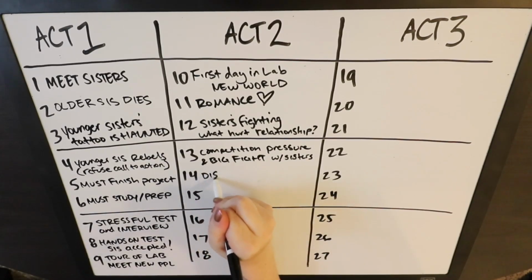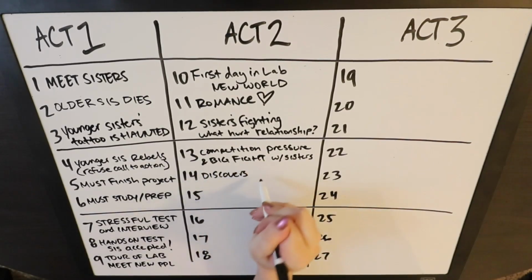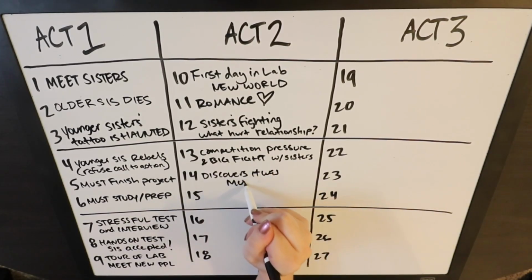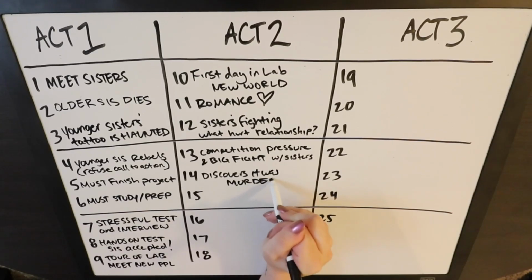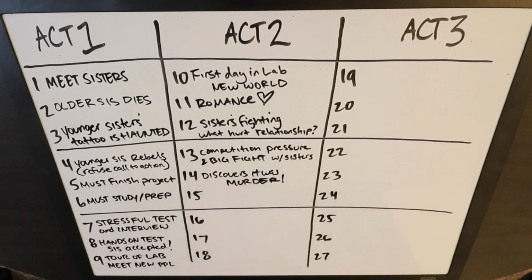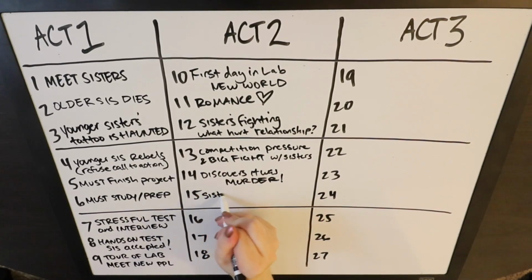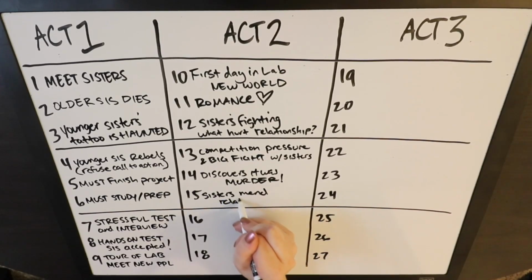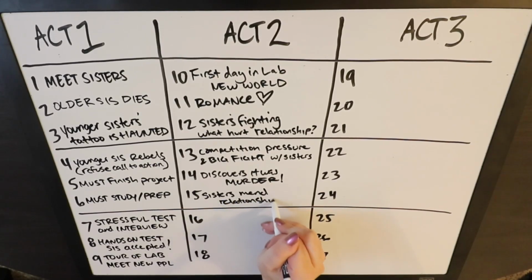For the midpoint, we can have the younger sister trying to figure out things on her own, but then she discovers that the older sister was murdered. It wasn't an accident. It was murder. So for the reversal here, the sisters make amends. They talk it out and start to repair their relationship and decide that they are on each other's team.